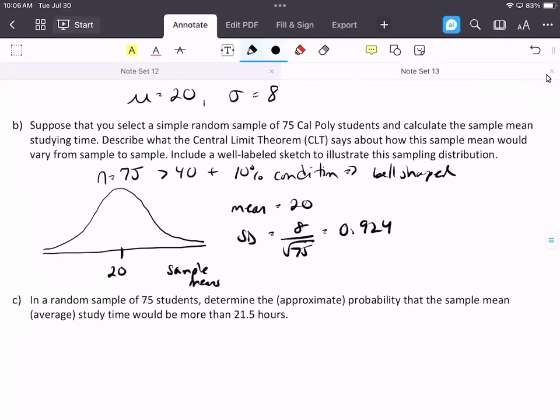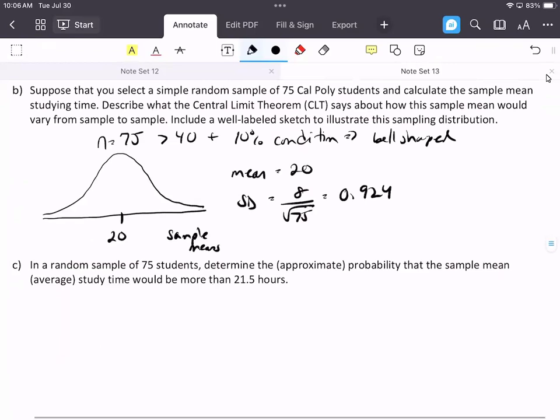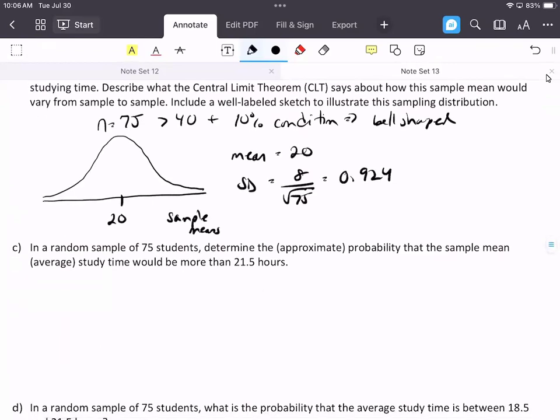Part C. In a random sample of 75 students, determine the approximate probability that the sample mean, the average, study time would be more than 21.5 hours. The very first thing I do, to be honest with you, is a really quick and dirty sketch, before I do anything else. That way I know what area I'm looking for under the curve. Because remember, the whole thing with p-value is finding that area under the curve to see how extreme or more extreme the 21.5 hours or more is, how unusual it is.